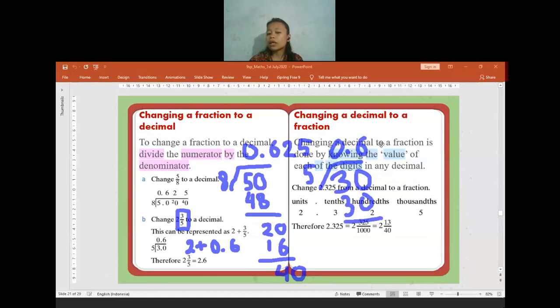And then do not forget the whole number that is there, which is 2. So do not forget about the number 2. 2 plus 0.6, the answer will be 2.6.